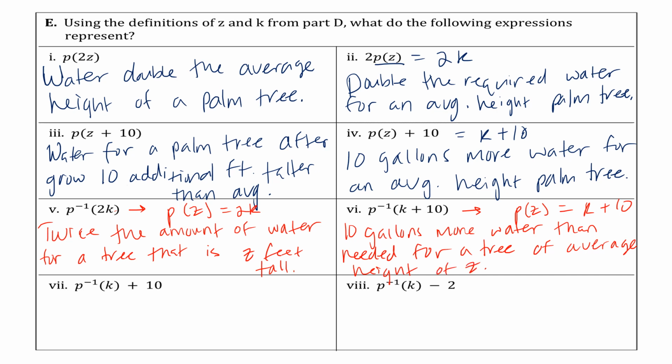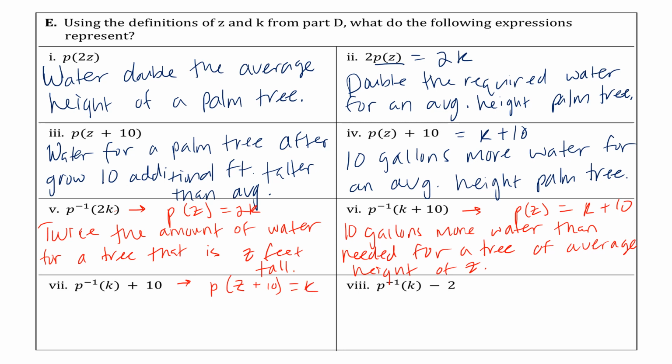Okay. Here we have P inverse of k plus 10. Ooh, so this one got a little tricky. So P inverse of k plus 10 equals. What is this telling us to do now? What do you think that resembles? Well, if you said that this is going to come out to be where we're adding the 10 to our x instead of our k, then you are correct. So this becomes P of z plus 10 equals k. Have we not done P of z plus 10 equals k?